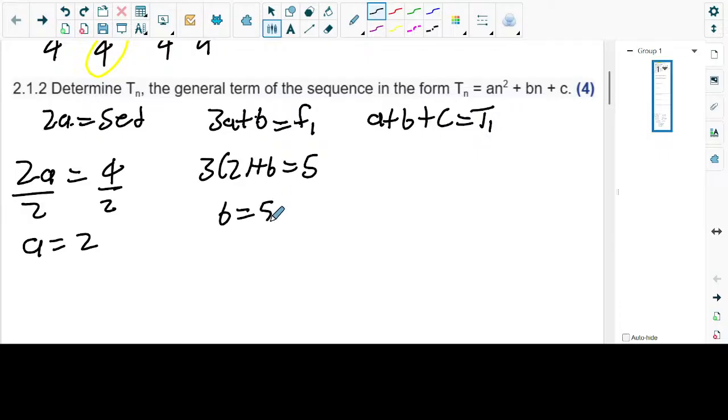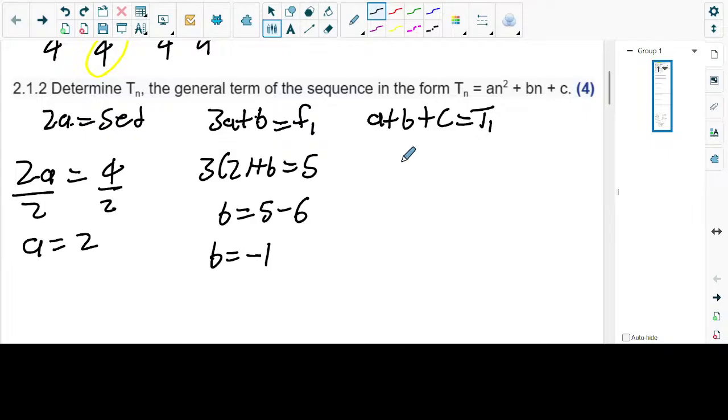If you are still in grade 1, you say it's impossible. You can't subtract. Yes. So in this case, it's possible. We get minus 1. So that's b.